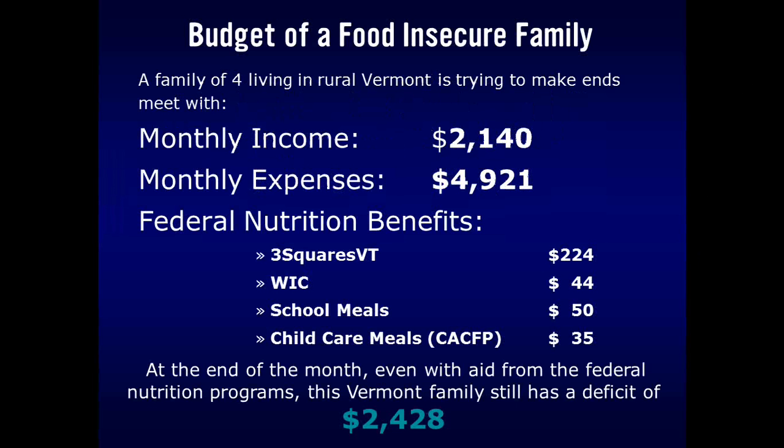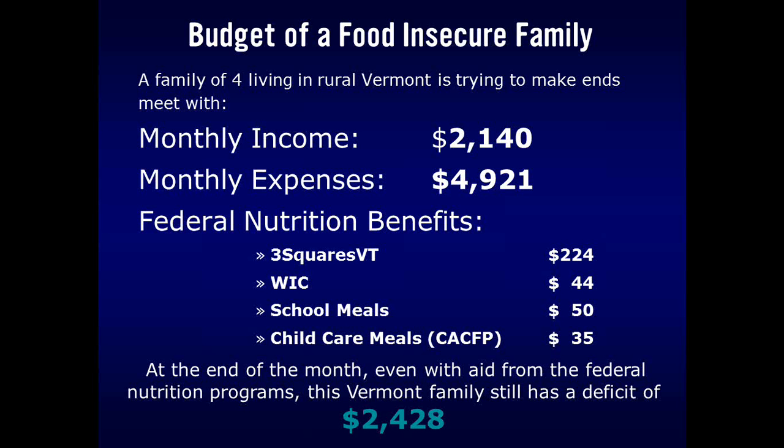I made up a family of 4, 2 adults that are working in the household, a young child in child care, and a school-age child. And at the time, they were making about minimum wage, so their income was close to $2,000 a month. And I used the reports from the state legislature, which estimates how much it costs to live in Vermont in a rural area, to meet all their expenses, and that was about $5,000 a month.